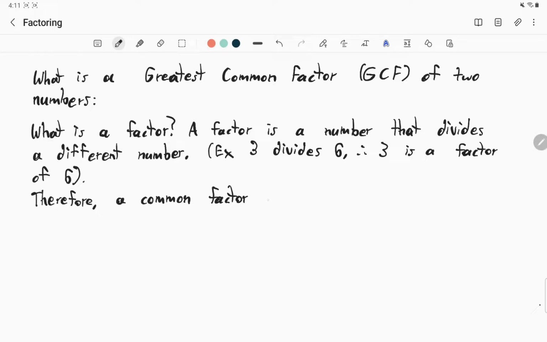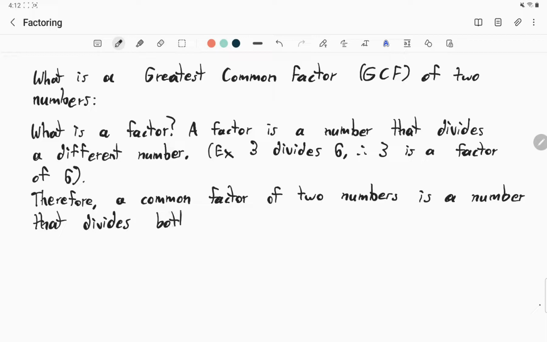If a number divides both those numbers. A common factor of two numbers is a number that divides both of the two numbers.